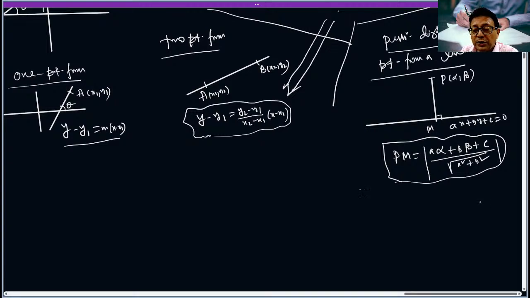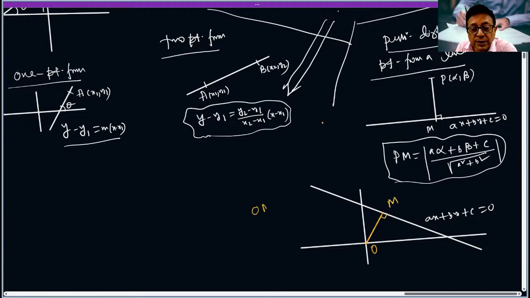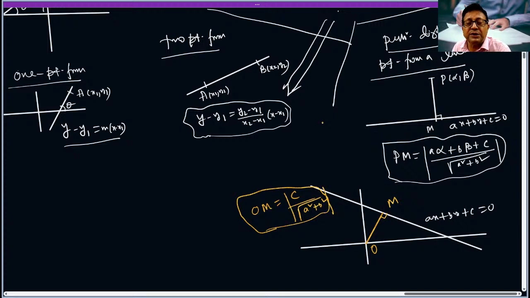What is the distance from the origin? If the line is given this way, in general form ax plus by plus c equal to 0, then the perpendicular distance from the origin, if you draw the perpendicular, OM will be c by under root a square plus b square. Again, you put the mod sign over there because distance can never be negative.